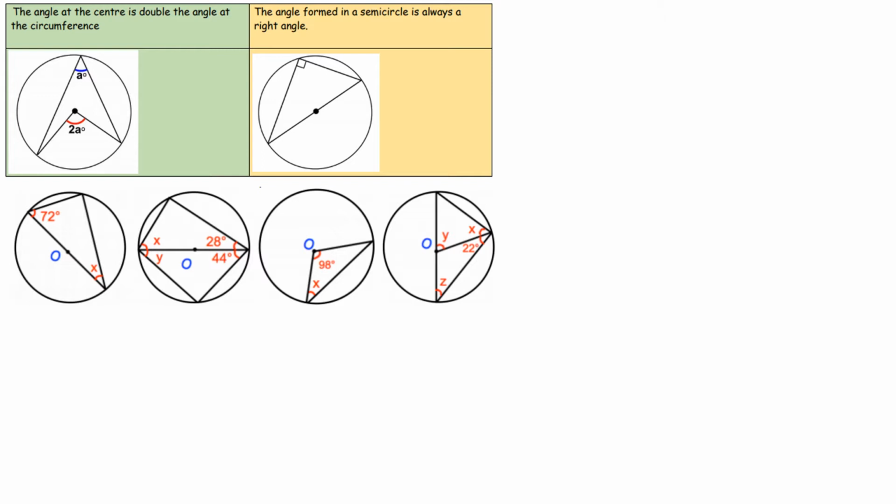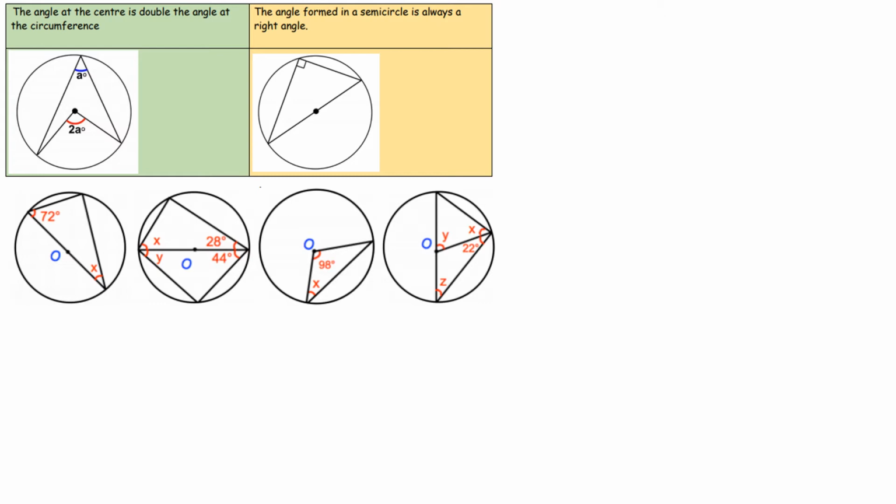The first one we're going to talk about is this one here. The angle in a semicircle is always a right angle. So that means if we draw a semicircle and we draw a triangle inside that semicircle, then this angle here is always 90 degrees. So how could we use that? Well, have a go at these 4 questions with just that one fact. See what you come up with. We'll show the answers in 3, 2, 1.